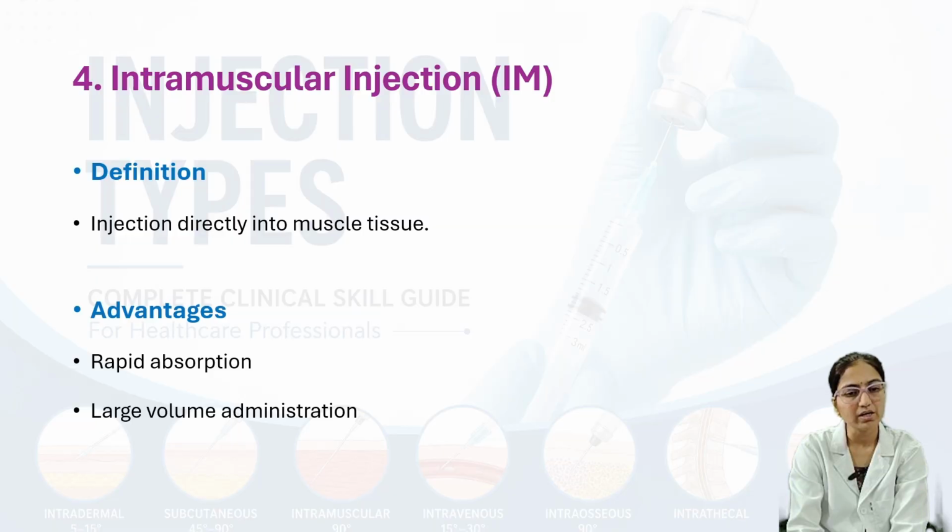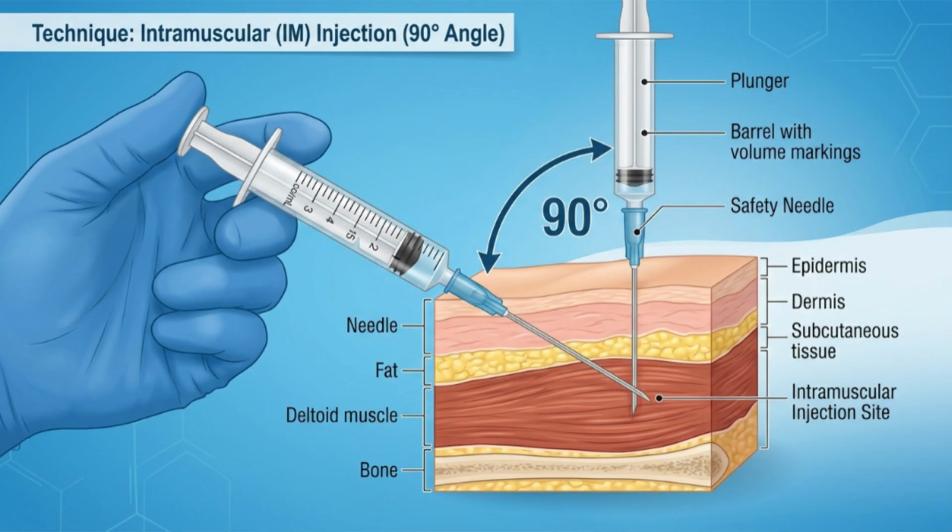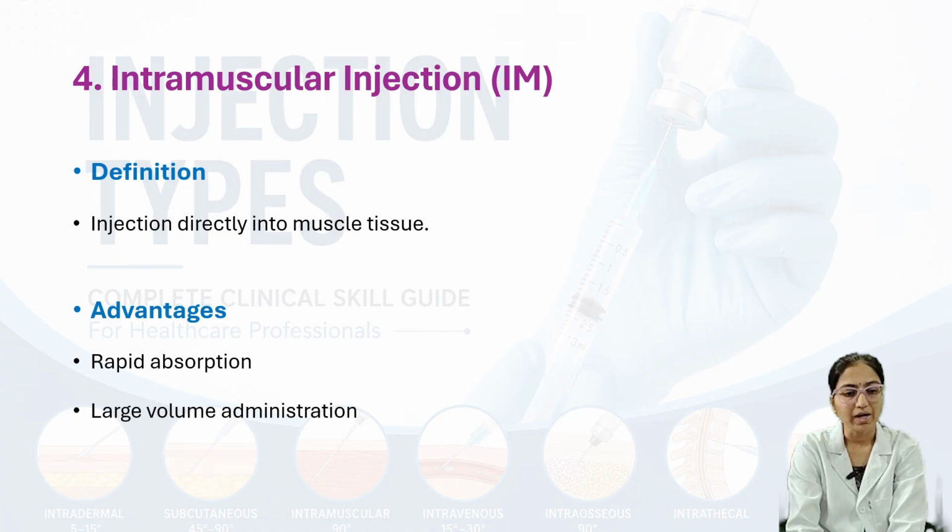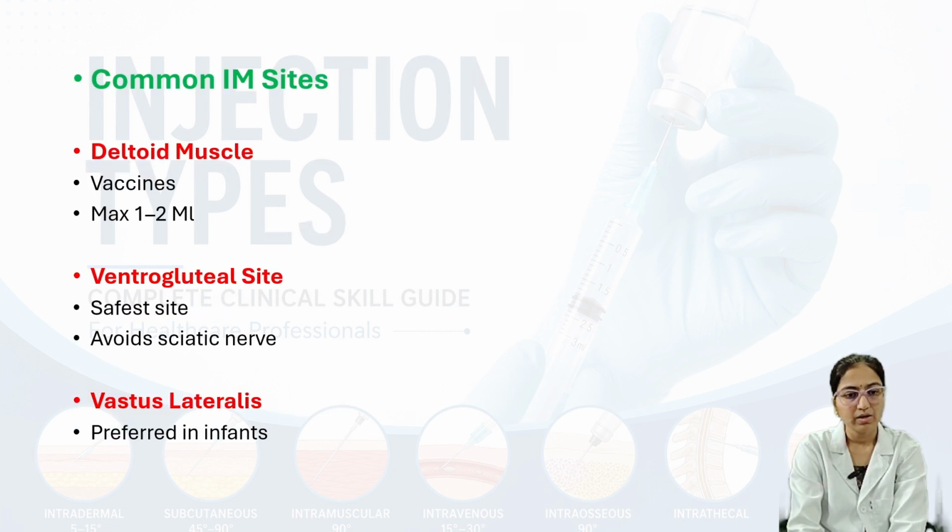Here, the injection goes directly into muscle tissue. The advantages are rapid absorption and large volume administration. Common IM sites are deltoid, ventrogluteal, and vastus lateralis. The deltoid muscle is used for vaccines, with a maximum of 1 to 2 ml. The ventrogluteal site is the safest site and avoids sciatic nerve injury. The vastus lateralis is preferred in infants.